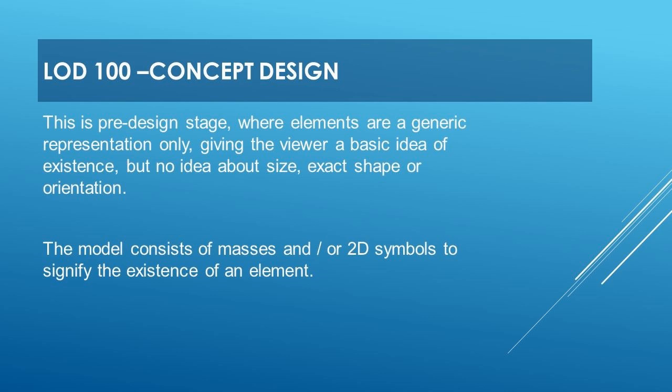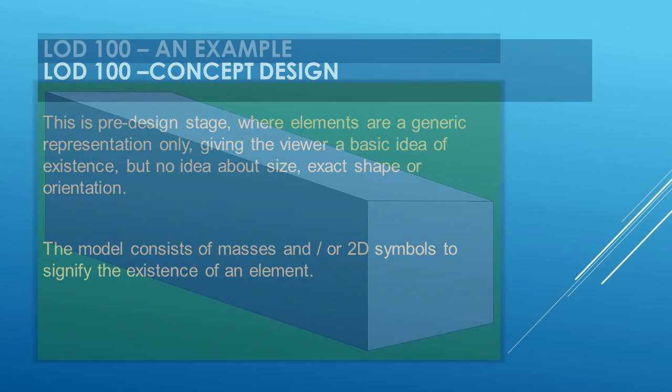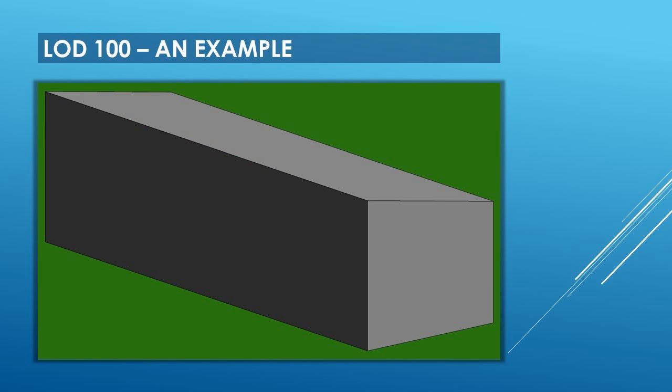LOD 100, Concept Design. This is the pre-design stage, where elements are a generic representation only, giving the viewer a basic idea of existence, but no idea about exact size, shape or orientation. The model consists of masses and/or 2D symbols to signify the existence of an element. Here is an example of LOD 100.